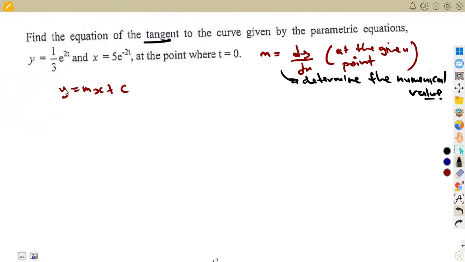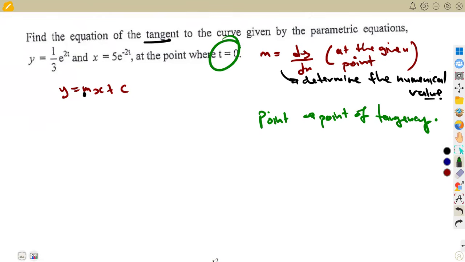And as we know, in order for you to have the equation of a straight line, you need the gradient, which is m, and also the point. So the point that you are going to use in this case is the point of tangency. That is the point where the line, which is our tangent, and the curve meet. They meet at a certain point, at the condition where t is equal to 0, we can have the value of x and also the value of y, because a point, remember, is made up of x and y.